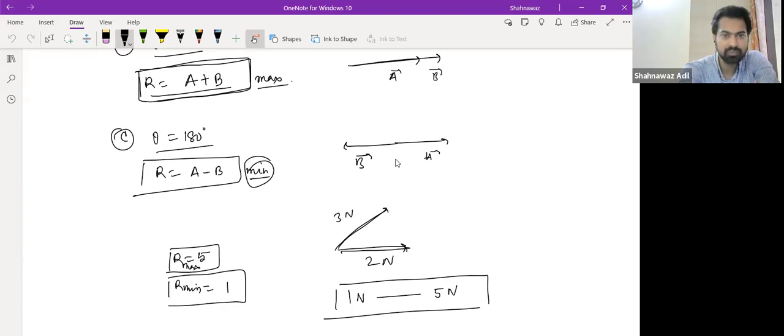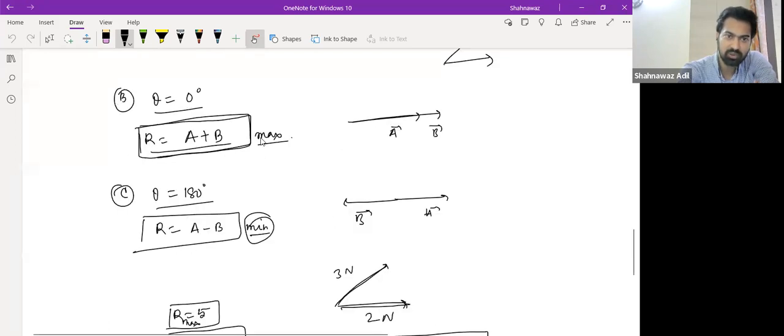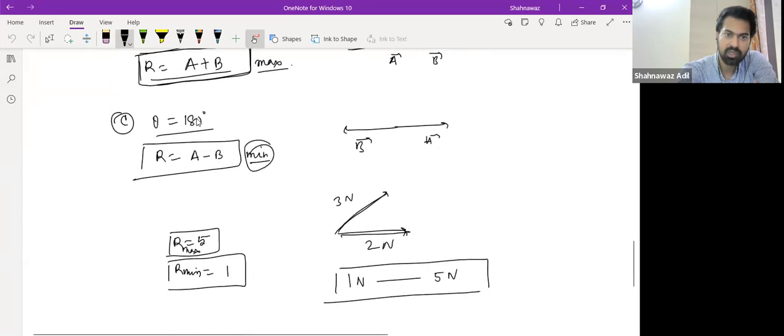Okay. Understood, Yasir? Yeah. So for the case of theta equals 0 degrees, the magnitude is maximum. And for the case of theta equals 180 degrees, the magnitude is minimum. Okay.